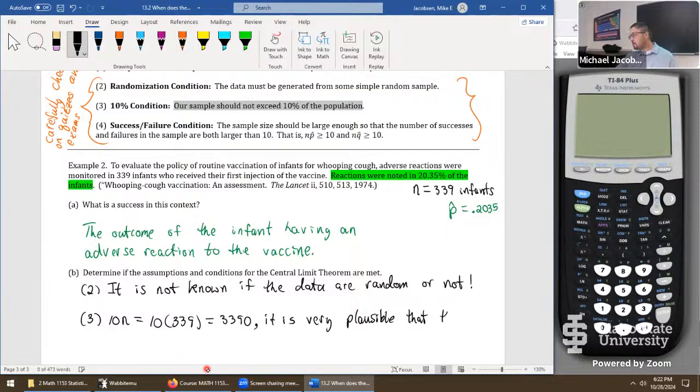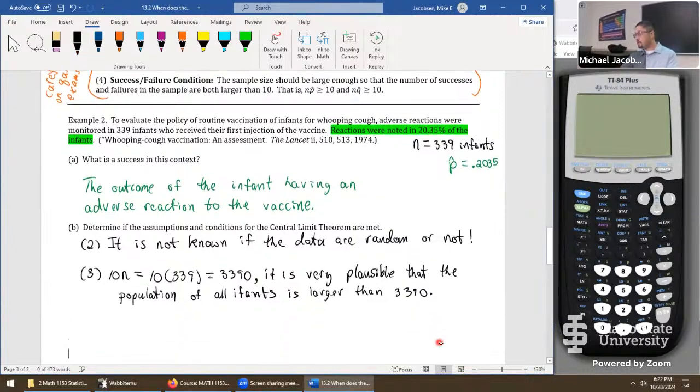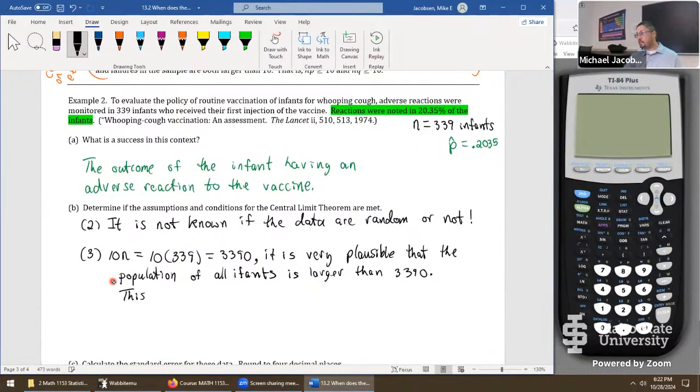That the population of all infants is larger than 3,390. Kind of hard to say that number when you're not looking at it, right? So that means this condition passes. Let's say that here. This condition passes.